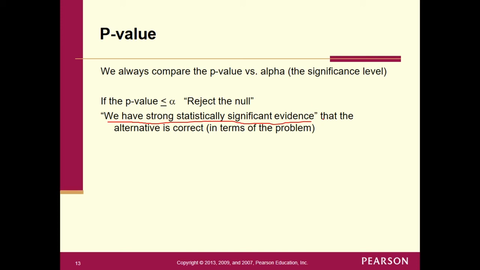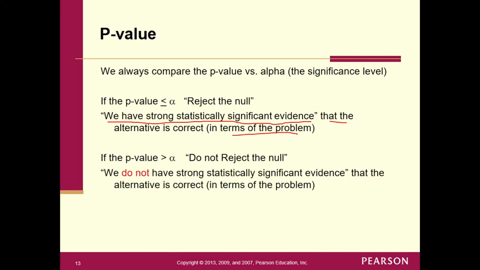Notice that I ended the quotation marks because this is in general, that we're basically going to say we have strong evidence that the alternative is correct. But we're going to put it in terms of the problem. All right. So you'll see that maybe it's a little bit easier to actually see it for a problem versus just talking about it. What happens if the p-value is greater than alpha? We're going to say do not reject the null. And we're just going to add 2 words to this. We're going to say we do not have strong statistically significant evidence that the alternative is correct.